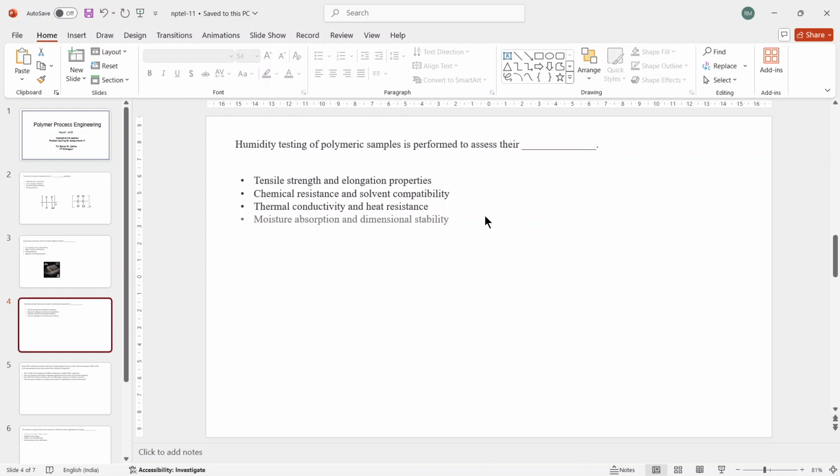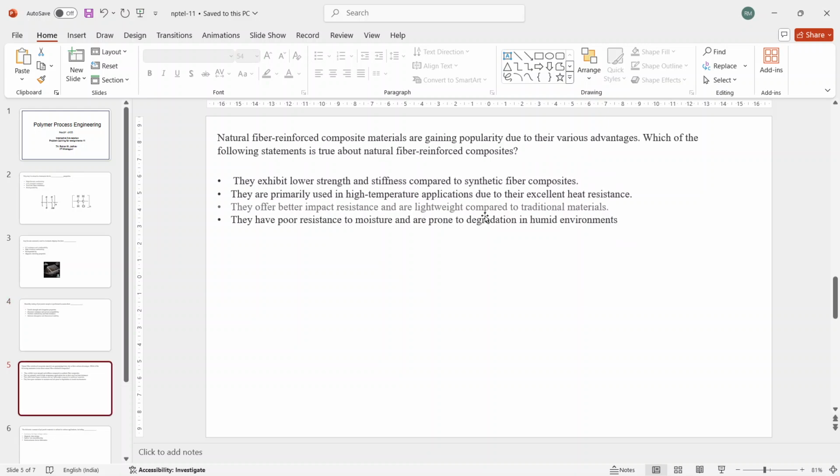Then dimensional stability. Because of absorption of water and the humidity itself, the polymer can undergo swelling because of the presence of water molecules. And that is the exact reason why the dimensional stability of the material might not be that good, or might not be that robust, because once the humidity is absorbed by the material itself, it might undergo some kind of dimensional instability. And that is the exact reason and the exact parameters with which we are humidity testing the polymeric samples. So moisture absorption and dimensional stability.